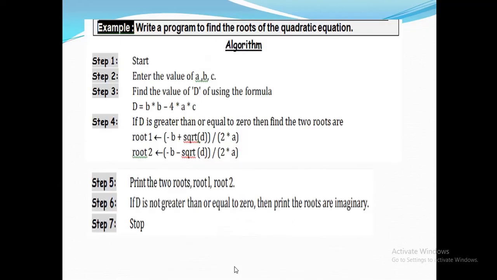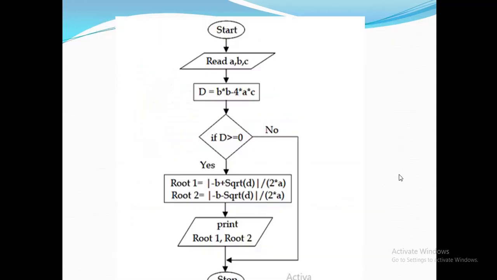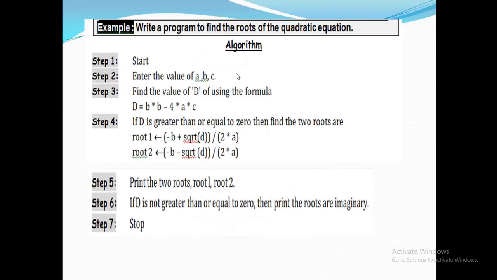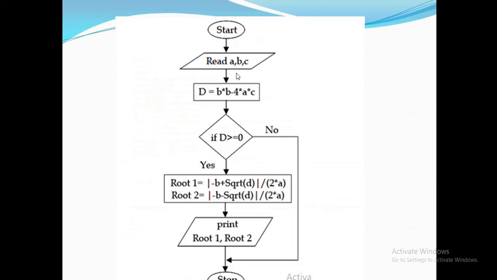The same thing is here. If d is not greater than or equal to 0, then print the roots are imaginary, and then end the flow. Stop represents the end of the flow. So in this way we are finding the roots of a quadratic equation. For that, this is the flowchart and this is the algorithm.